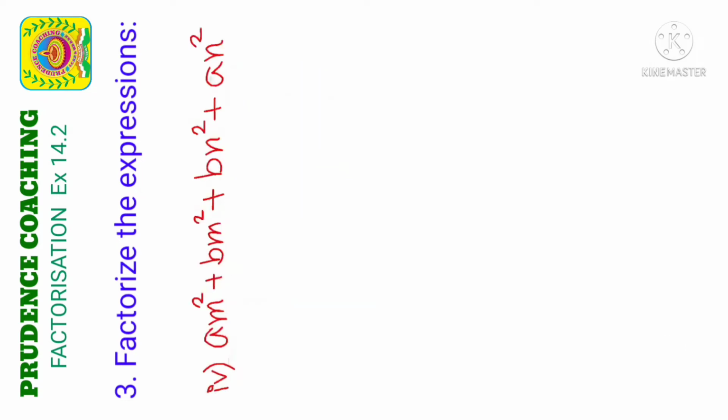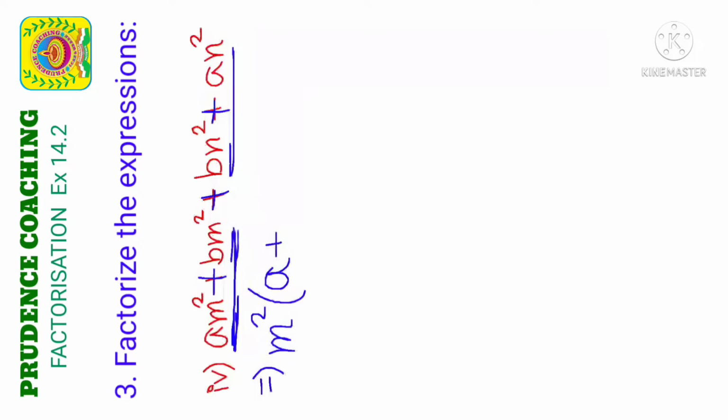Let's start with the next sum. As you can see here we have 1, 2, 3 separators and 1, 2, 3, 4 terms. So if we want to take anything common from all these 4 terms, it's not possible. So we will take two terms separately and see whether we can take something common or not. Here in the first 2 terms, as you can see, m square is common. So take m square common from the first 2 terms. In the first term you will be left with a, plus in the second term b. Close the bracket. Write the separator as it is. In the next 2 terms we will see n square is common. So take n square common, you will be left with b plus a.